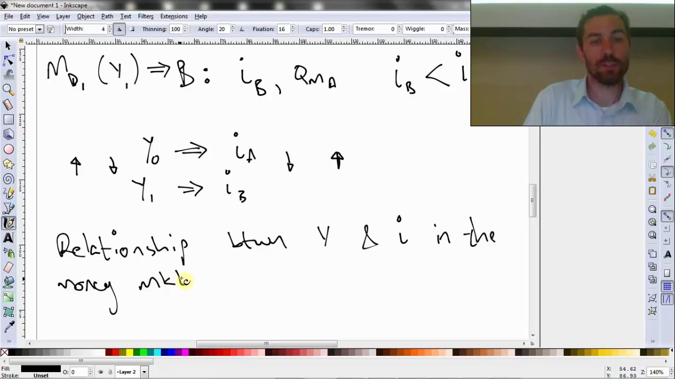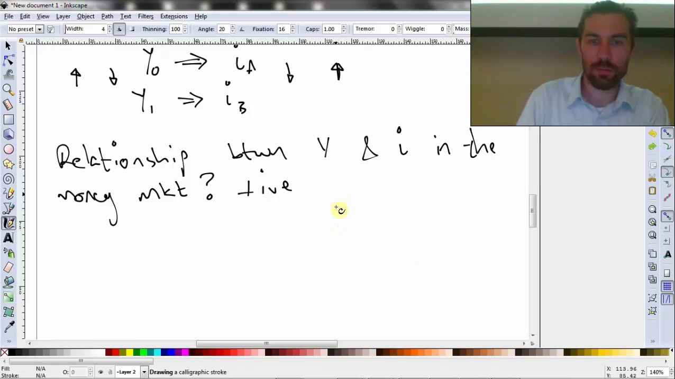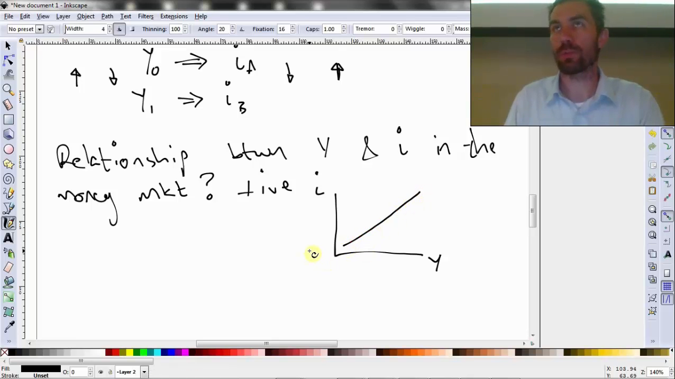Is it a positive relationship or a negative relationship? It's a positive relationship. In other words, if I were to plot the interest rate against the level of output, what should my relationship be? Upward sloping. That's a positive relationship. You with me?